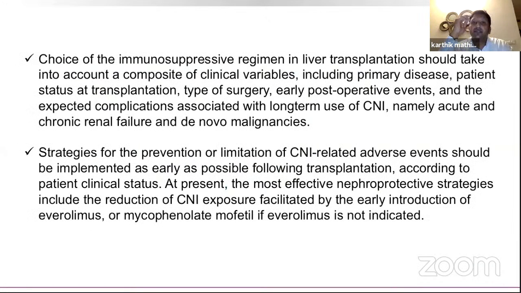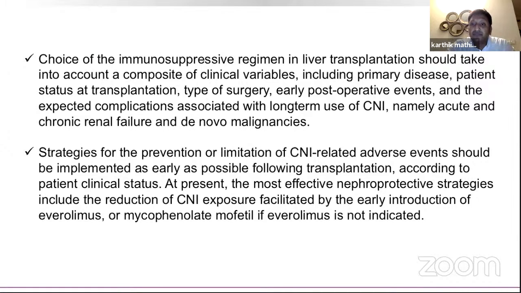So the choice of immunosuppressive regimen in liver transplantation should account for a composite of clinical variables, including the primary disease and patient status at transplantation, the type of surgery, DDLT, LDLT, or whether you've done a Roux-en-Y or duct-to-duct, the early post-operative course, even if there's any bleeding, bile leak, or a portal vein thrombus, or something is happening, and there is a chylous ascites, and expected complications associated with long-term use of CNI, namely acute and chronic renal failure and de novo malignancies. Strategies for prevention or limitation of CNI-related adverse events should be implemented as early as possible following transplantation. And again, it all depends upon the patient's clinical status.